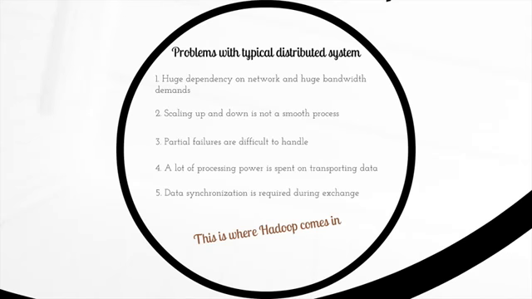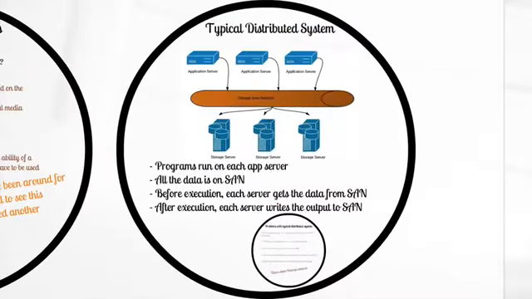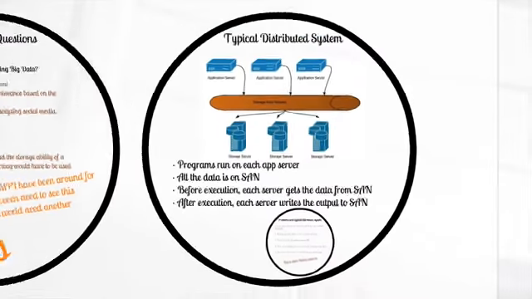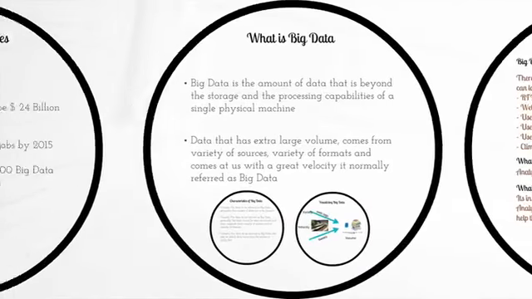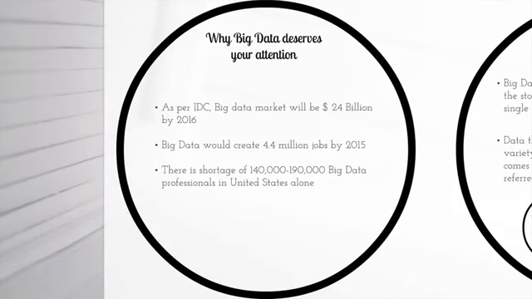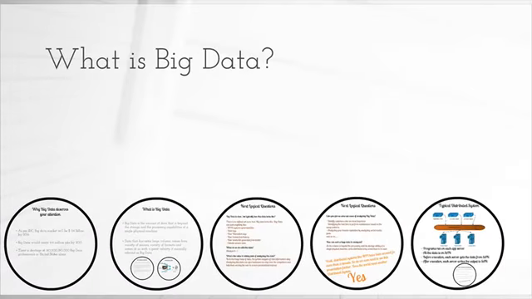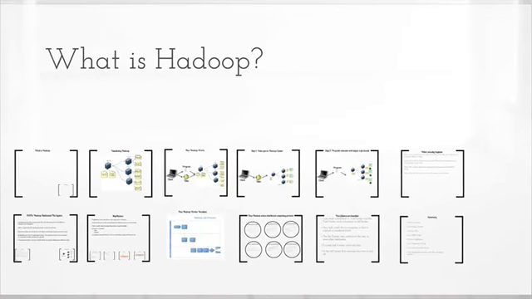And that is where Hadoop comes into the picture. Hadoop is nothing but a distributed system that solves these 5 problems for you. It is nothing else, nothing more than a distributed system. So far we've discussed what a typical distributed system is. We've discussed what big data is. We've discussed why big data deserves our attention, and this brings us to the end of the topic, what exactly is big data. Next we get into what is Hadoop, and we stop here.